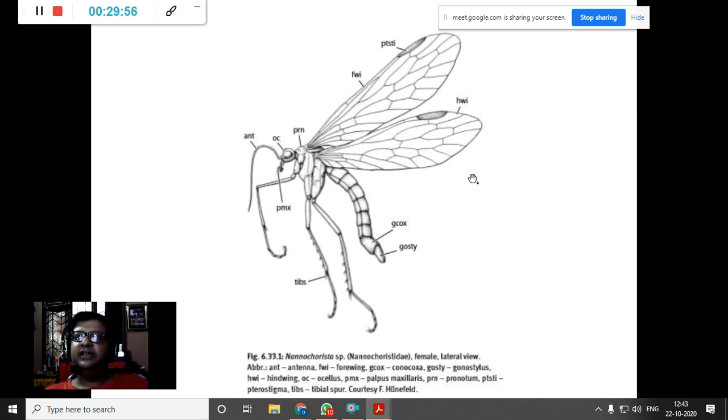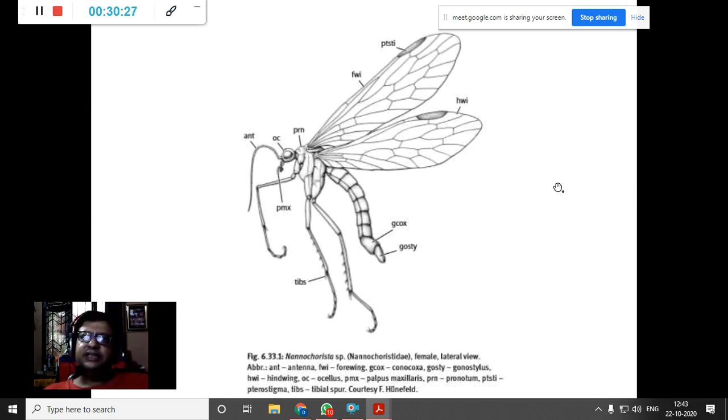a very long thing. And you can see ANT, antenna. FWI is the forewing. Then you have the GCOX, Gonocoxa, GCX, this is the Gonocoxa. And the pronotum, PRN. This region is the pronotum. You can see my previous slides, you can find this.